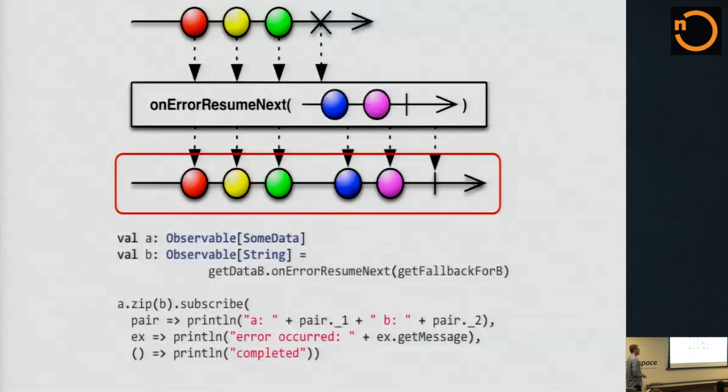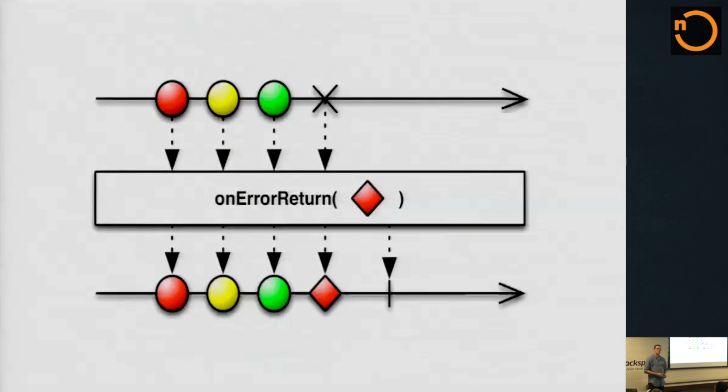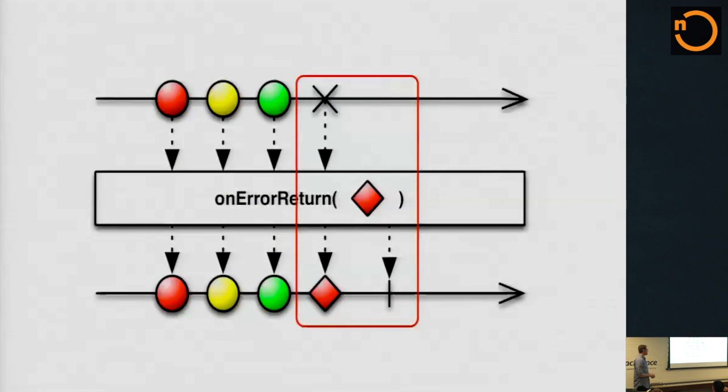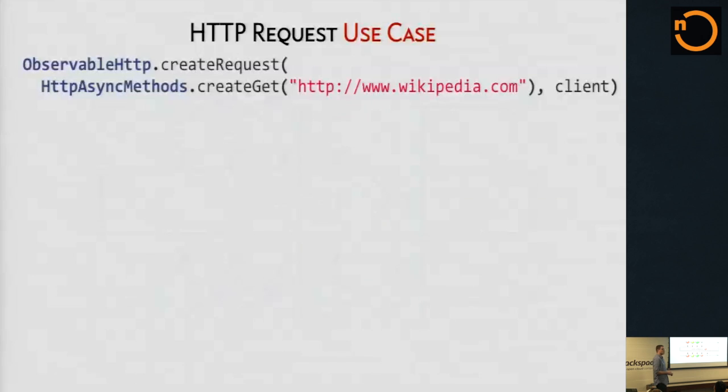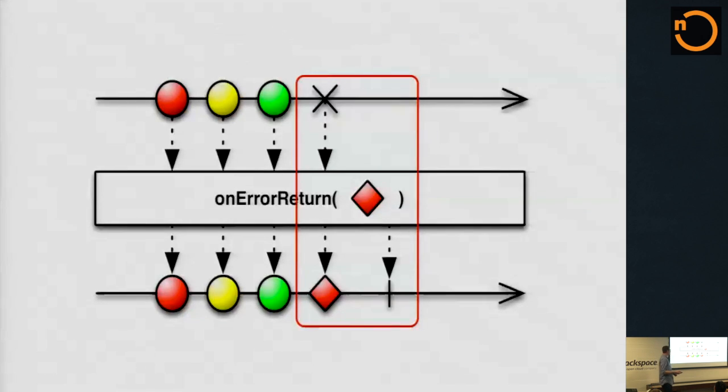So in this case, you end up with a single sequence that combines the output of the two and ends successfully instead of emitting an error. onErrorReturn is similar, except that it just returns a single response instead of a sequence. And then there's others such as catch, and you can do the equivalent of catching for different types of exceptions in a typed manner.